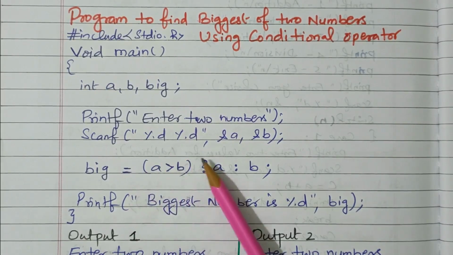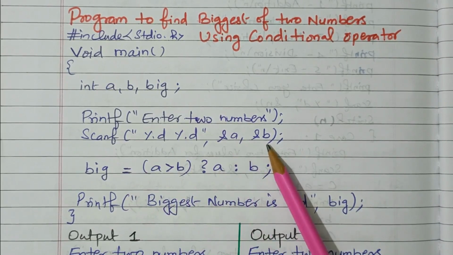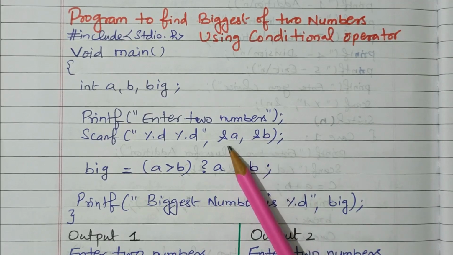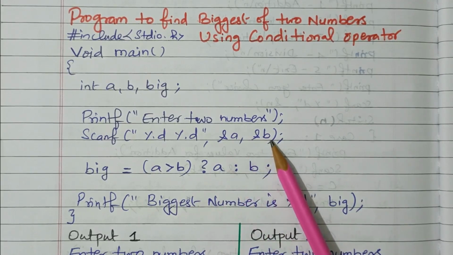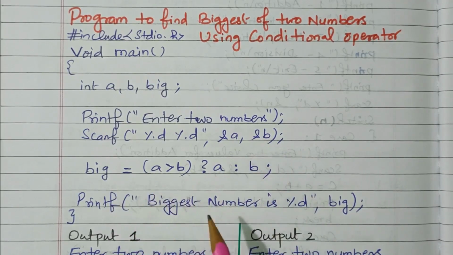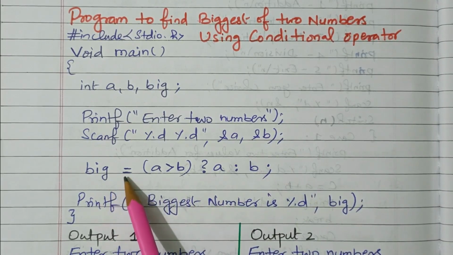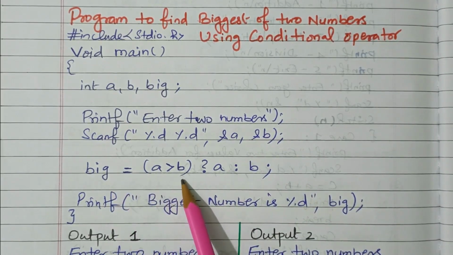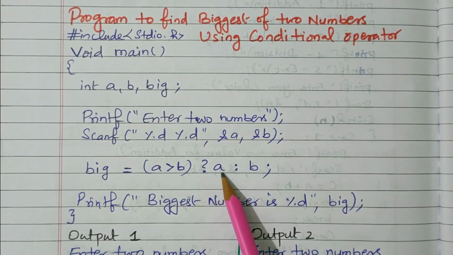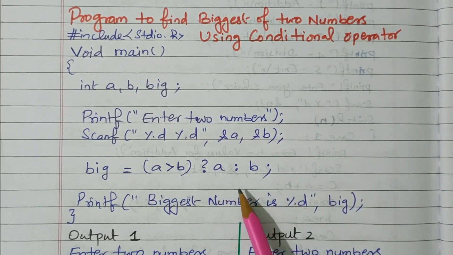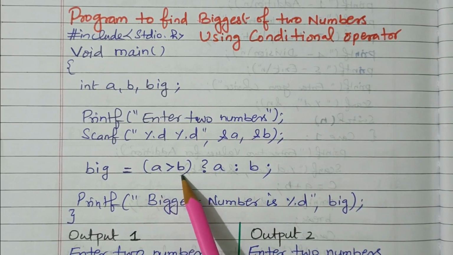Scanf %d and A and B. Right, two values are stored in A and B, and &A and &B mean the address of A and address of B, right? Now we can go to the conditional operator, right? So big equal to A greater than B question mark A colon B. What is the meaning? It will check this condition on A and B.